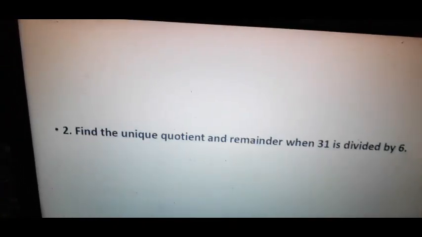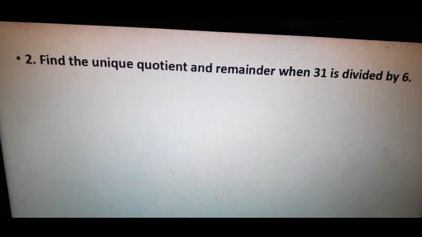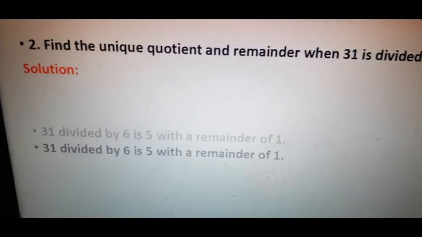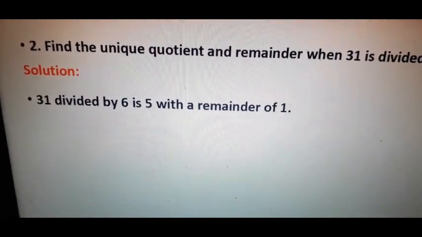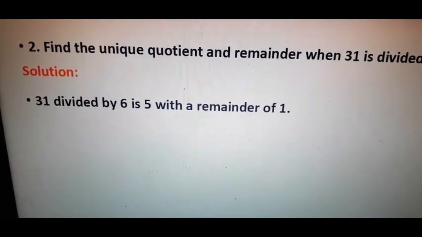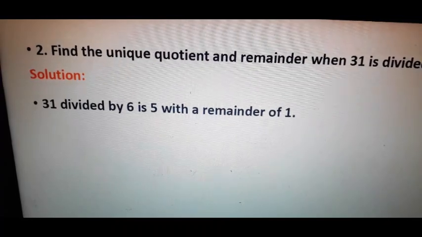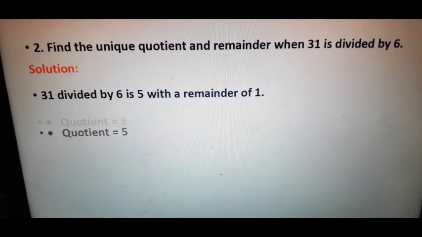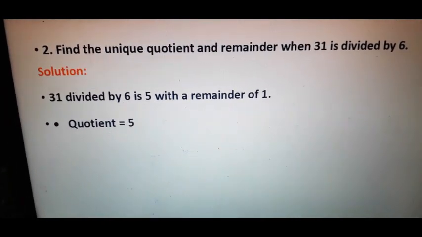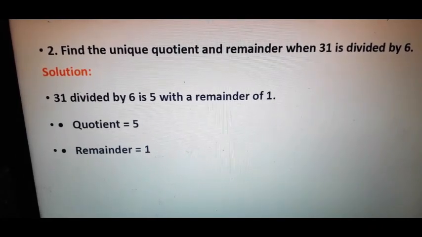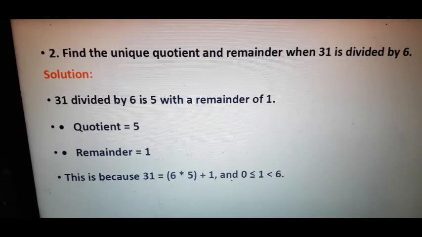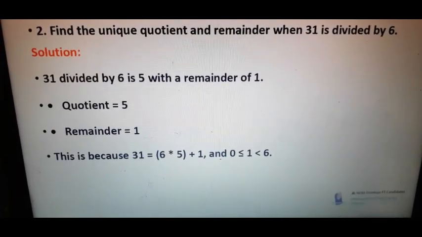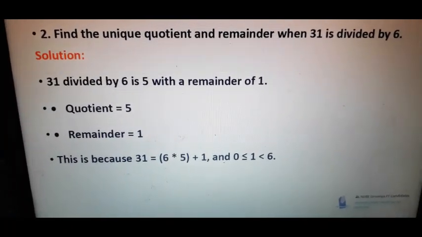Now let's proceed to question number 2. Find the unique quotient and remainder when 31 is divided by 6. 31 divided by 6 is 5 with a remainder of 1. 5 times 6 is 30. The remainder is 1. So the quotient is 5 and the remainder is 1. This is what we have been asked. Therefore, we can write 31 as 6 times 5 plus 1.